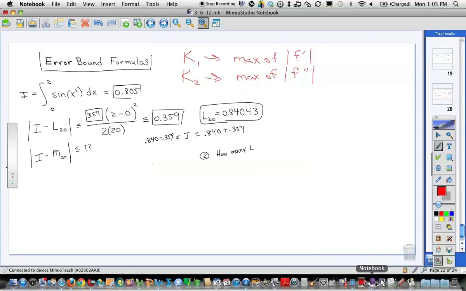How many left rectangles are needed to be within 0.0005? That's the real question that we want to investigate here. How many left rectangles would we need to guarantee we're within 0.0005? Now, what's that mean to be within 0.0005? How many decimal places of accuracy is that?